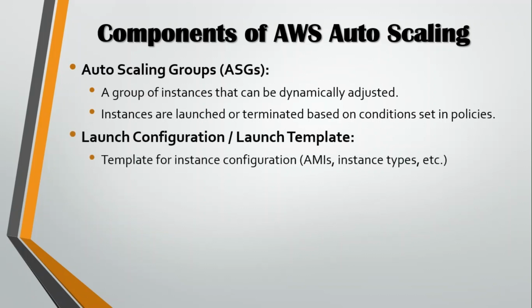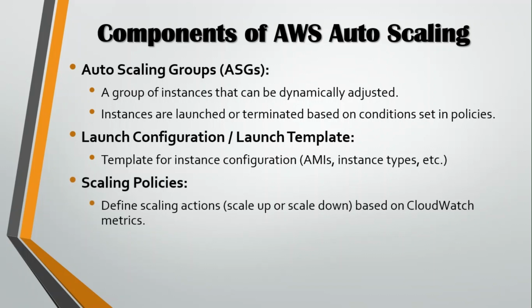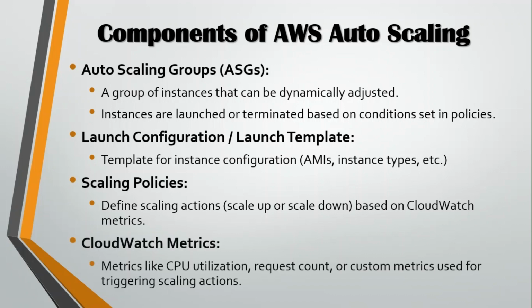Launch configurations or launch templates. This defines the instance configurations that will be used when autoscaling launches new instances. This includes things like instance types, security groups, and AMIs. Scaling policies. These define the rules that trigger scaling actions. For instance, a scaling policy might add more instances when CPU utilization exceeds a certain threshold.